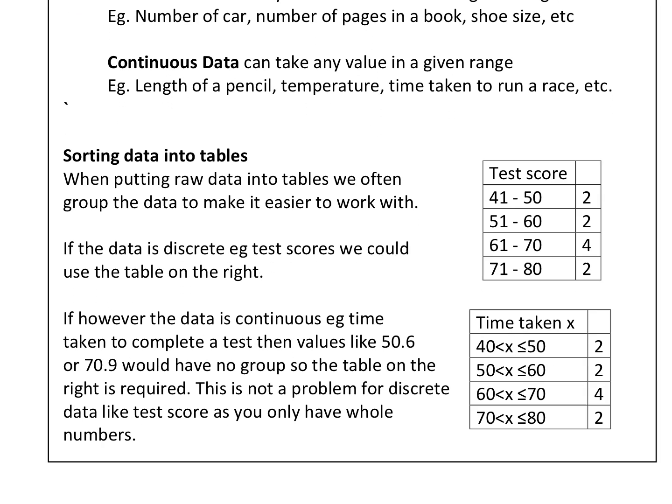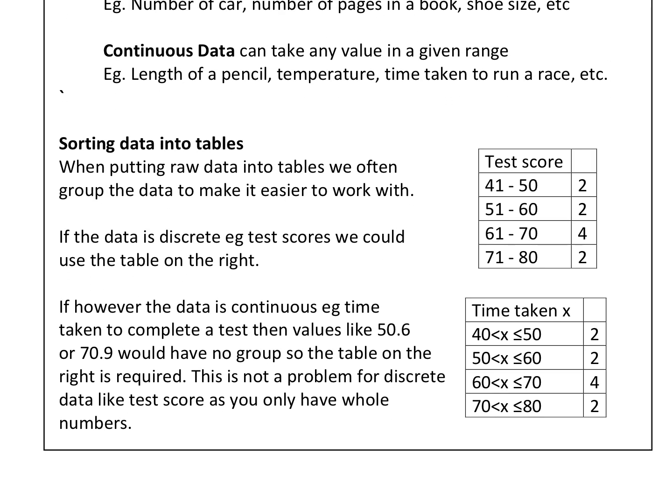Okay, let's now look at sorting data into tables. And sorting data into tables depends on the type of data you've got. And I've got two tables here, and they could be appropriate or inappropriate depending on the data. So reading from here, when putting raw data into tables, we often group the data to make it easier to work with. If the data is discrete, e.g. test scores, we could use the table on the right. And generally discrete data is very easy to put into table form.